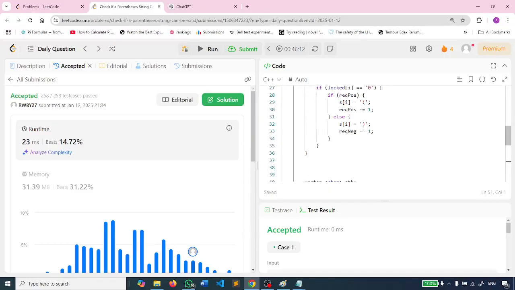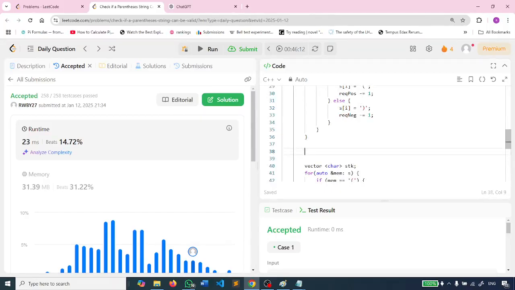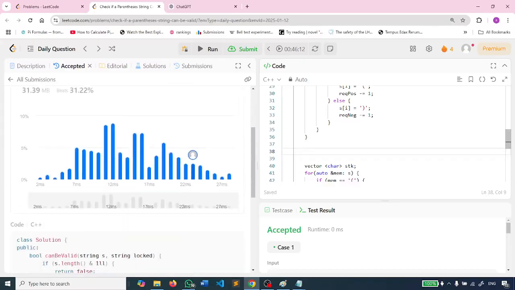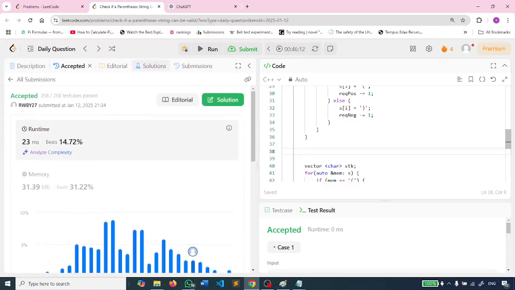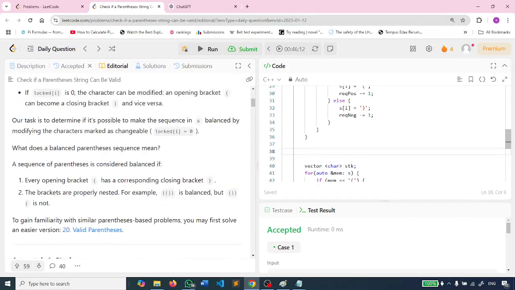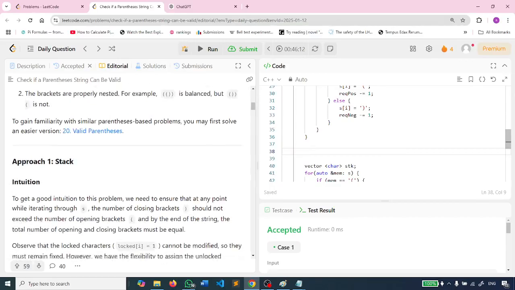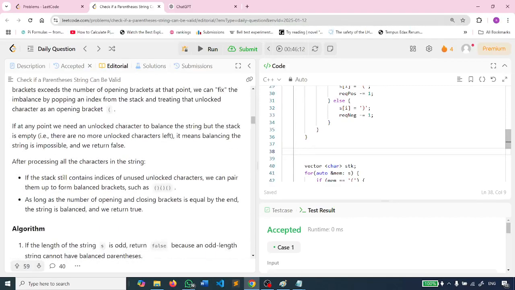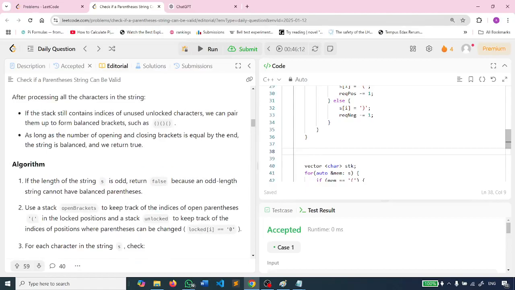So yeah, this is day 4 of the Leetcode challenge, and again, let's have a look at what people have to say about this problem. Let's have a look, there is an editorial for this problem. Interestingly, so, the intuition.